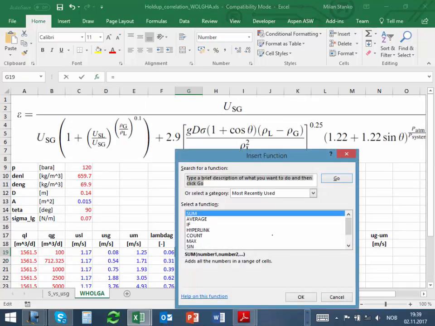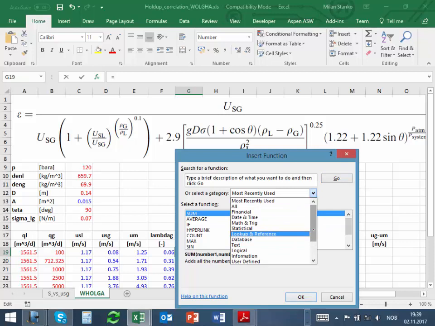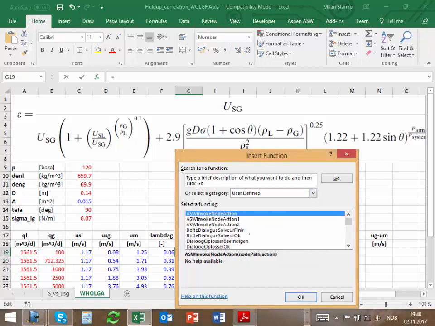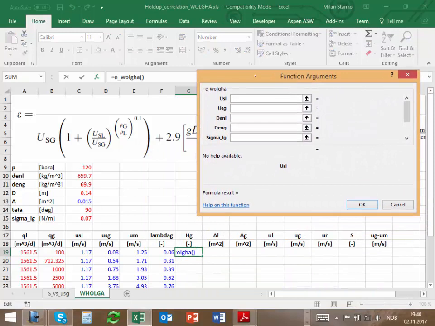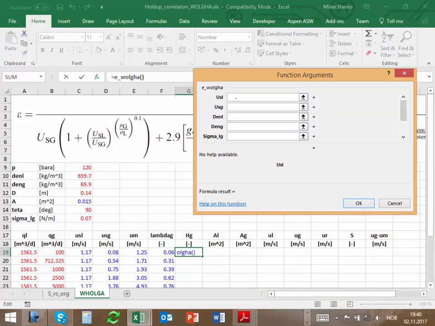And for that, let's see which function we have. I need 8 inputs, okay? We just found it requires 8 inputs. User defined. Then we go to, what name will it be? Wow, there are a bunch of things here. E. Okay, void fraction of Woldesemayat. That's the name, it's with E. Okay, and now we have these 8 inputs. So be patient and you have to fill them one by one.